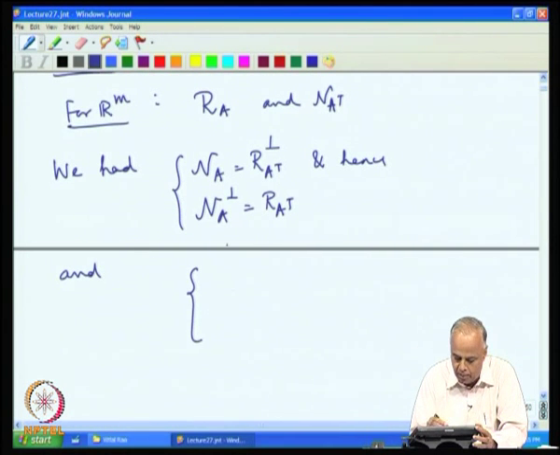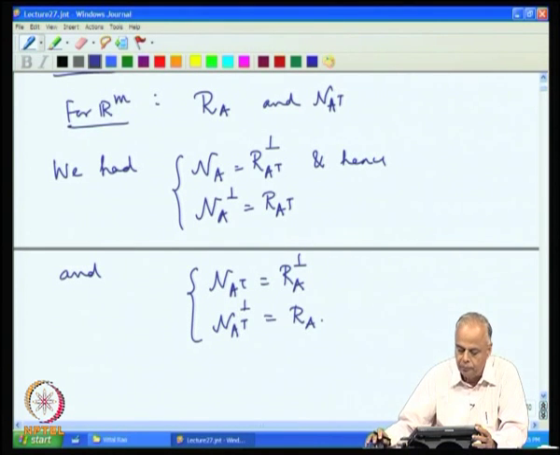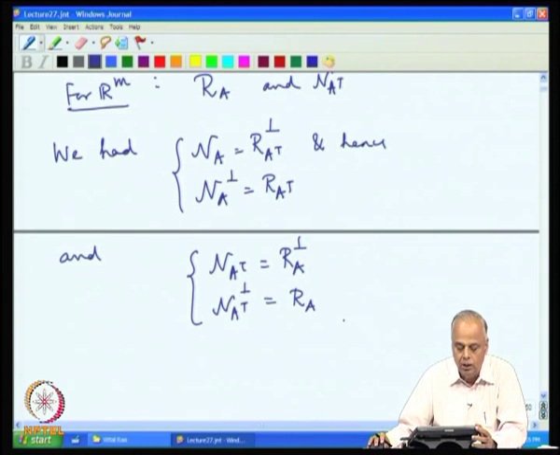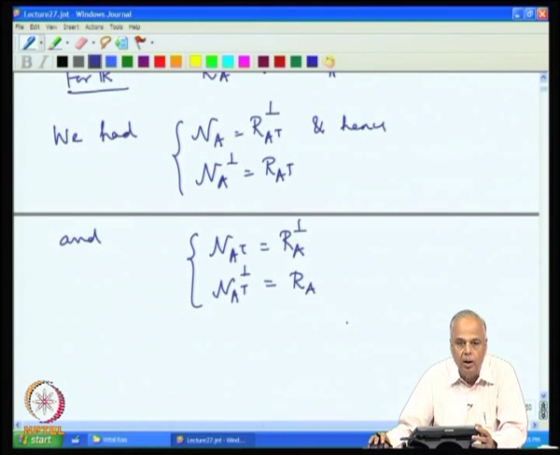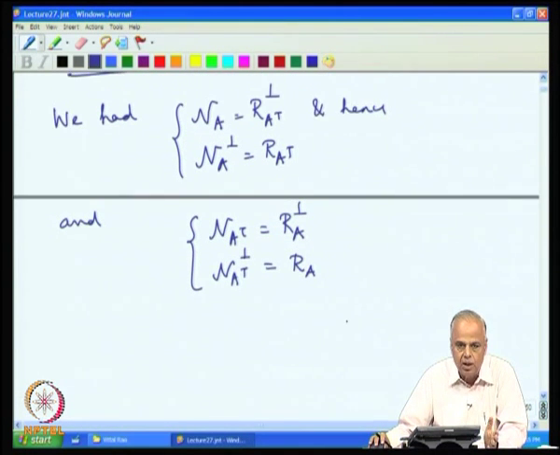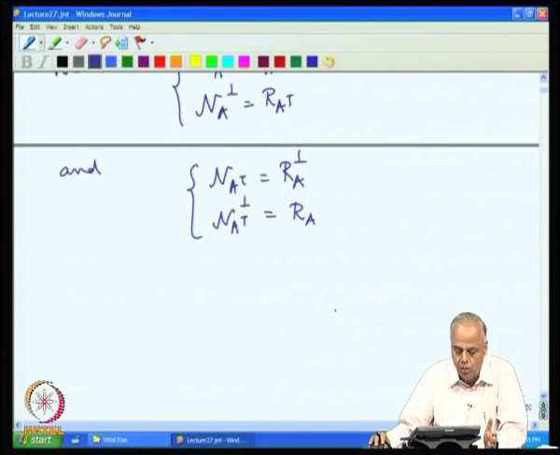and similarly on the R^m side, the null space of A transpose is the range of A perpendicular, and the null space of A transpose perpendicular is the range of A. We then used the notion that the dimension of any subspace plus its orthogonal complement is the whole space.